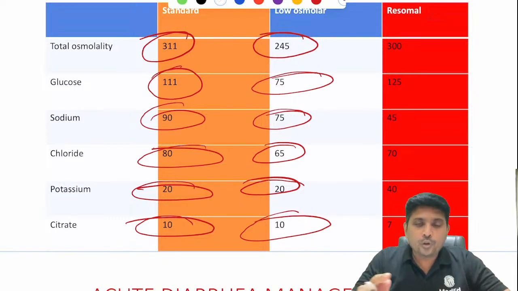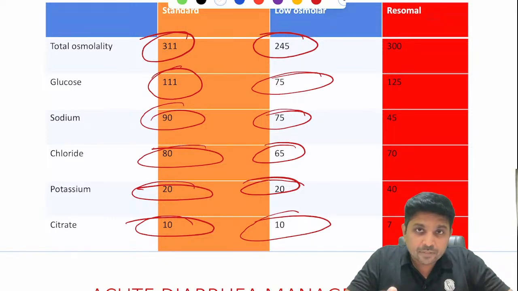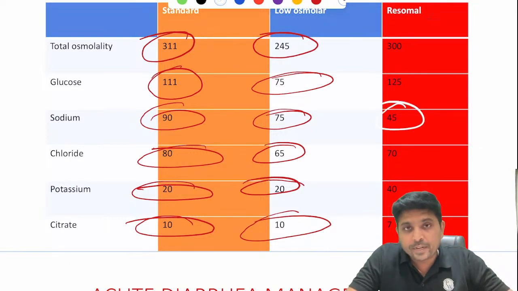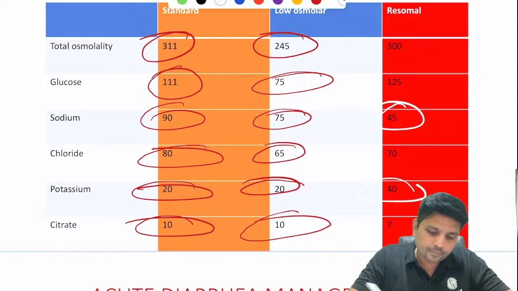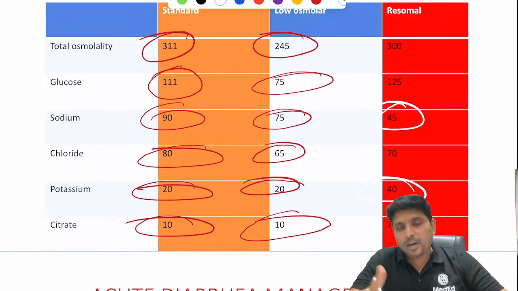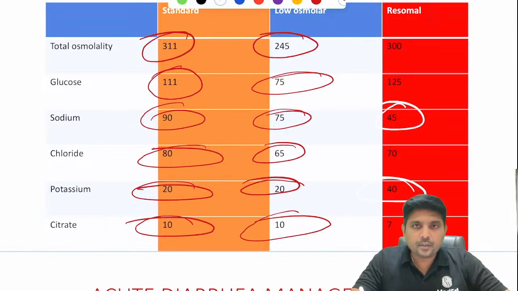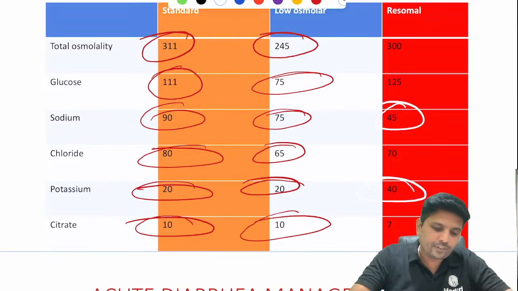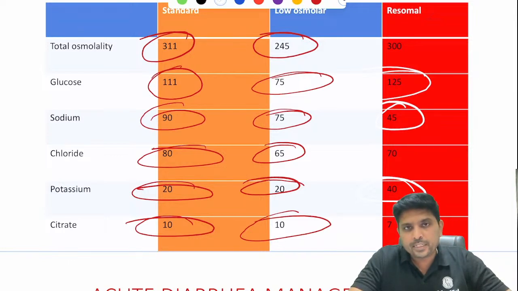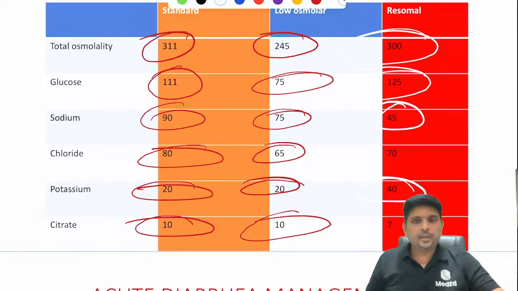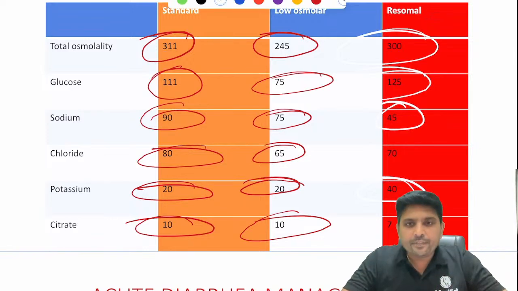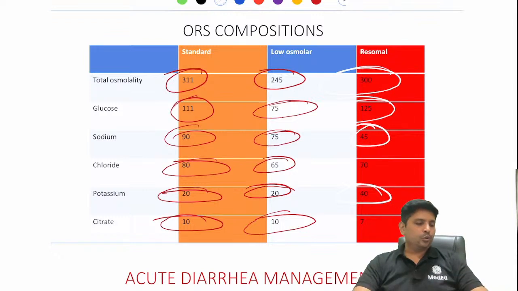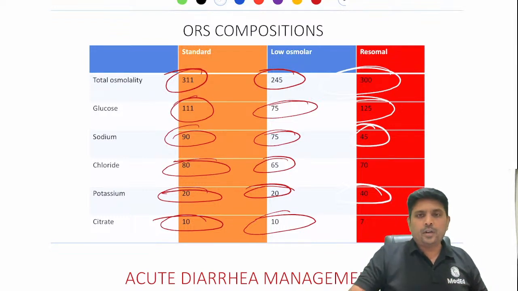So what happens? Sodium concentration should be decreased from 75 to 45, and your potassium concentration should be increased from 20 to 40. Malnourished children are prone for hypoglycemia, so your glucose concentration has been increased from 111 to 125, and your total osmolality is around 300 milliosmol per kilogram. This chart is very, very important. The composition of various ORS solutions.